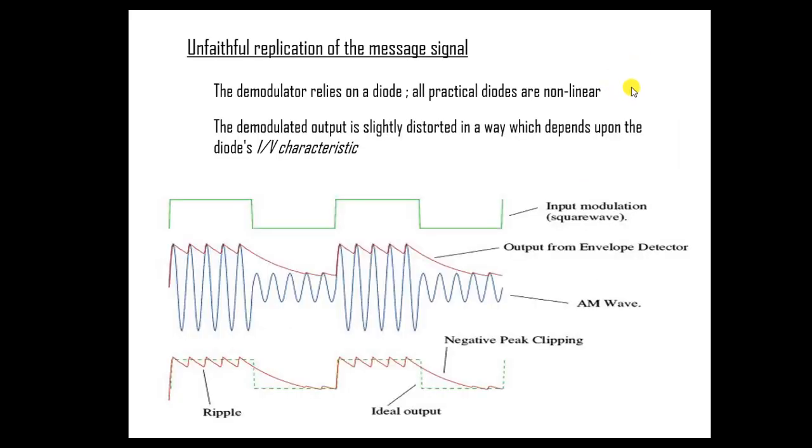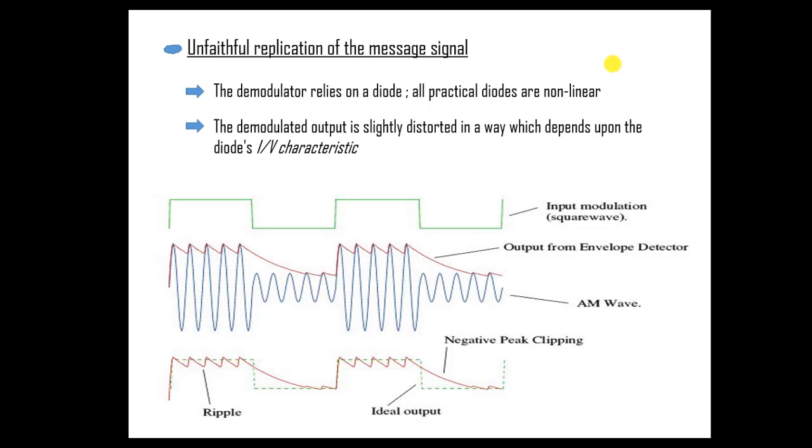Fourth on the list is the inability of the demodulator to exactly replicate the message waveform. This is because the circuit relies on the behavior of a diode, which allows current through when the input is positive with respect to the capacitor voltage, and stops the capacitor voltage at the peak level by blocking any current from flowing back through the diode when the input voltage is below the capacitor voltage. Unfortunately, all real diodes are nonlinear. The current they pass varies with the applied voltage. As a result, the demodulated output is slightly distorted in a way which depends upon the diode's IV characteristics.